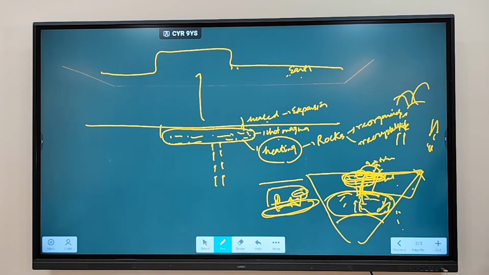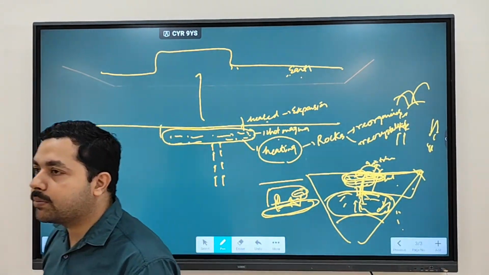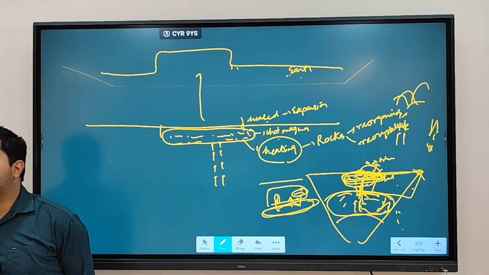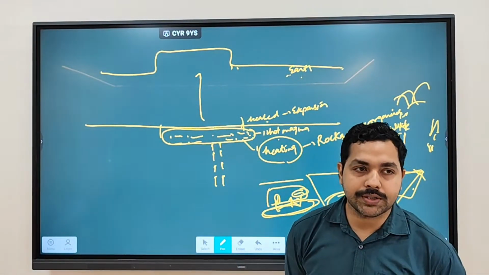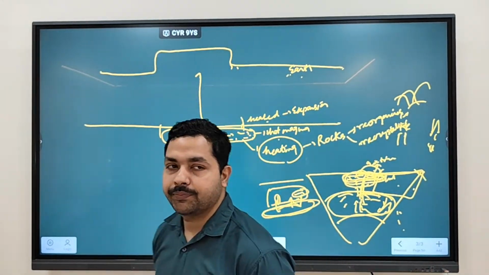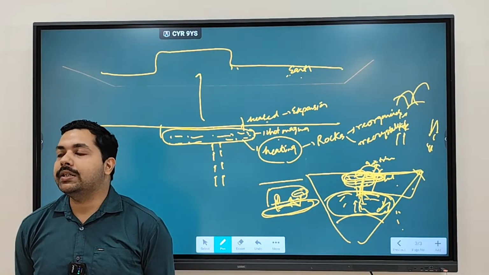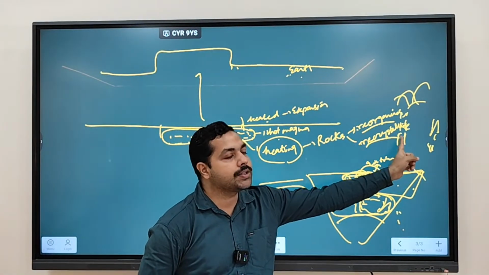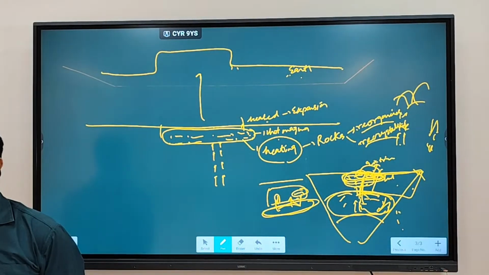Remember, what is the definition of metamorphic rock we have written? How are metamorphic rocks formed? Sedimentary rocks are formed due to weathering of igneous rocks. How are metamorphic rocks formed? We say they are formed due to reorganization and recrystallization of igneous and sedimentary rock. How does this reorganization or recrystallization happen?